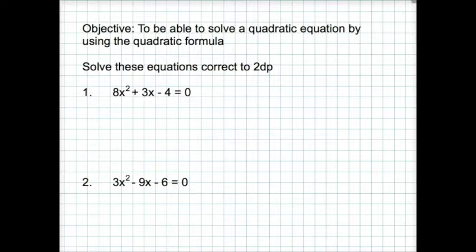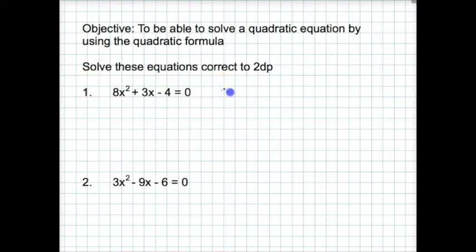Hi, welcome back. Let's now go through these two together. Okay, now we're going to use the quadratic formula for this one. It says here that you need to write this correct to 2 decimal places, which suggests that we're not going to be able to factorise this or complete the square or use the difference of 2 squares on this. So we're going to use our quadratic formula.